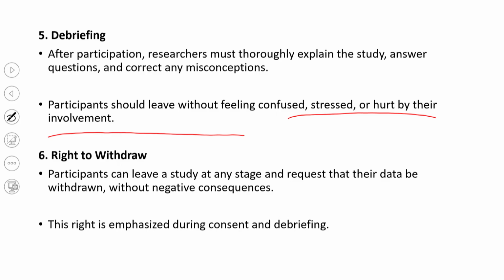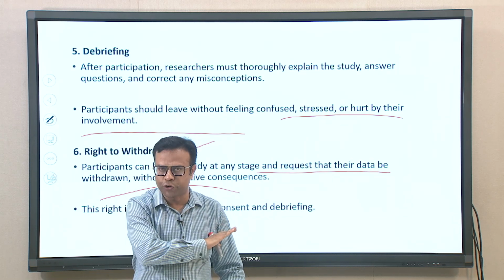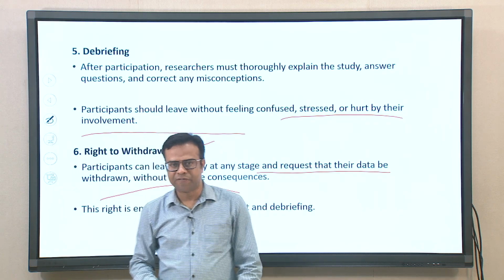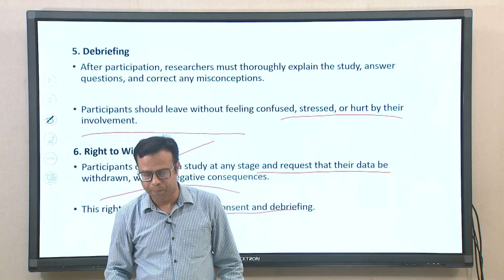So, sixth is the right to withdraw. A participant can leave a study at any stage and request that their data be withdrawn without negative consequence. If in the middle of the research they do not want to participate, you should allow that. They should have the right to withdraw at any time. The right is emphasized during consent and debriefing. In the beginning, this should be told to them.